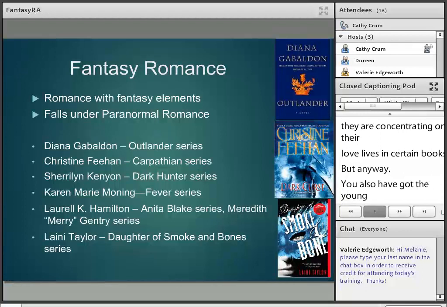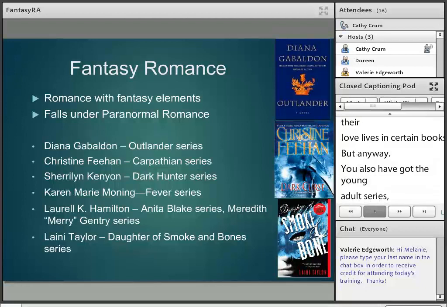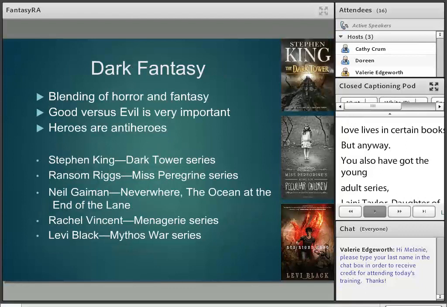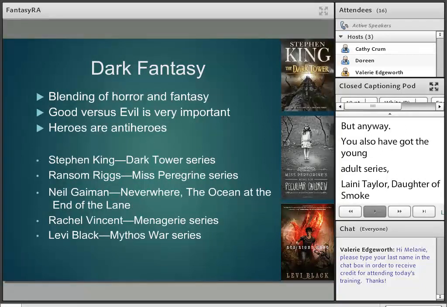But anyway, you've also got the young adult series Daughter of Smoke and Bone by Laini Taylor. This features love between a chimera reincarnated as a human and an angel, with our world caught in the middle.